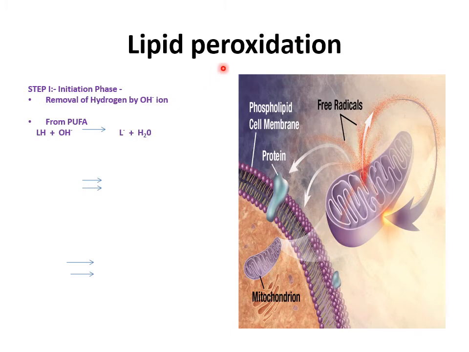Now the stages of lipid peroxidation. The lipid peroxidation process takes place in 3 phases. The first one is initiation, second is propagation, and third is termination.